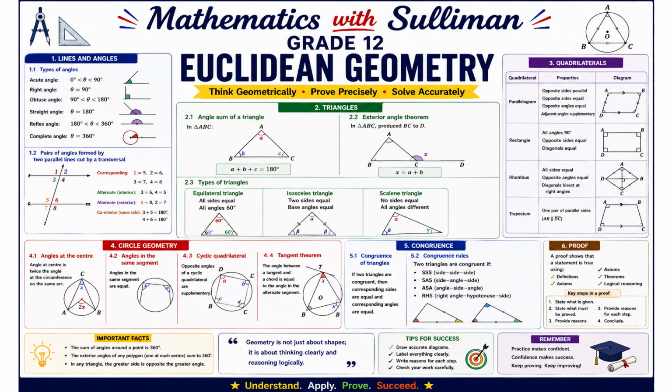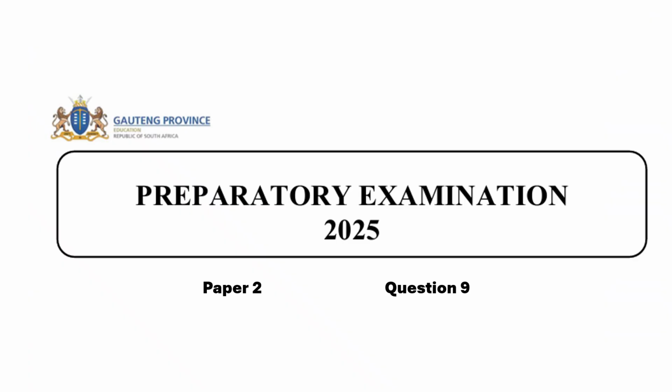I'm still discussing the Gauteng prelim paper of 2025, and in this question I'm going to look at Euclidean geometry. Gauteng Province Preparatory Examination 2025, paper 2, question 9.